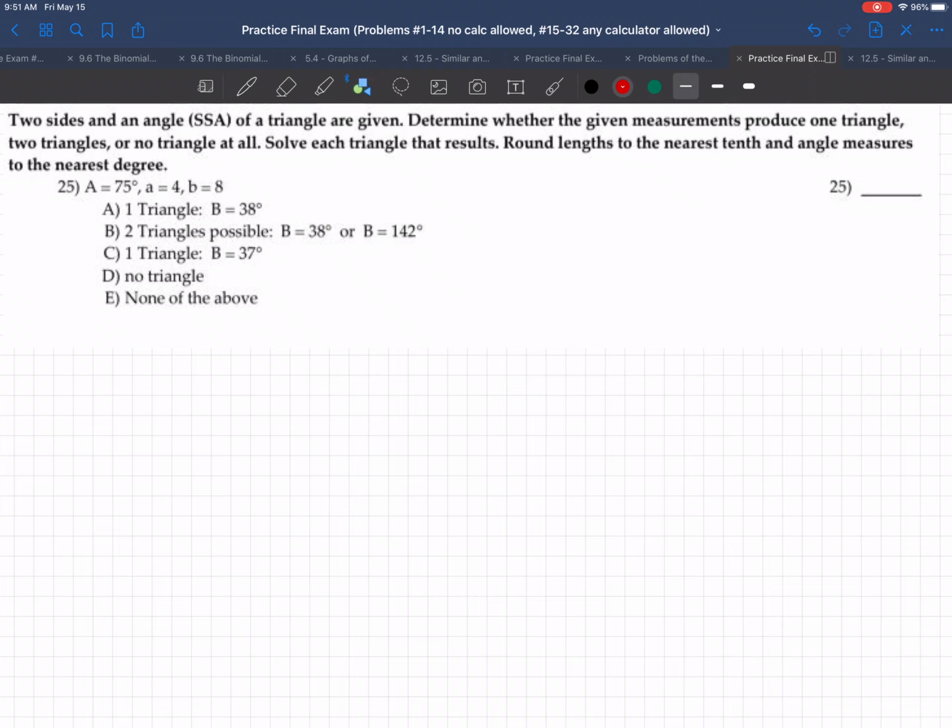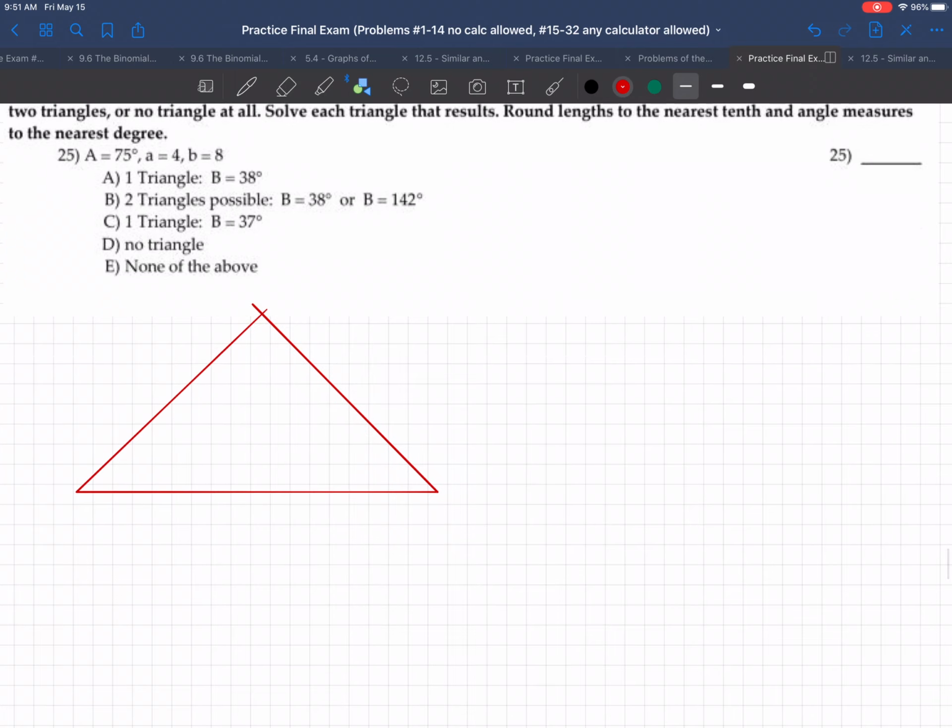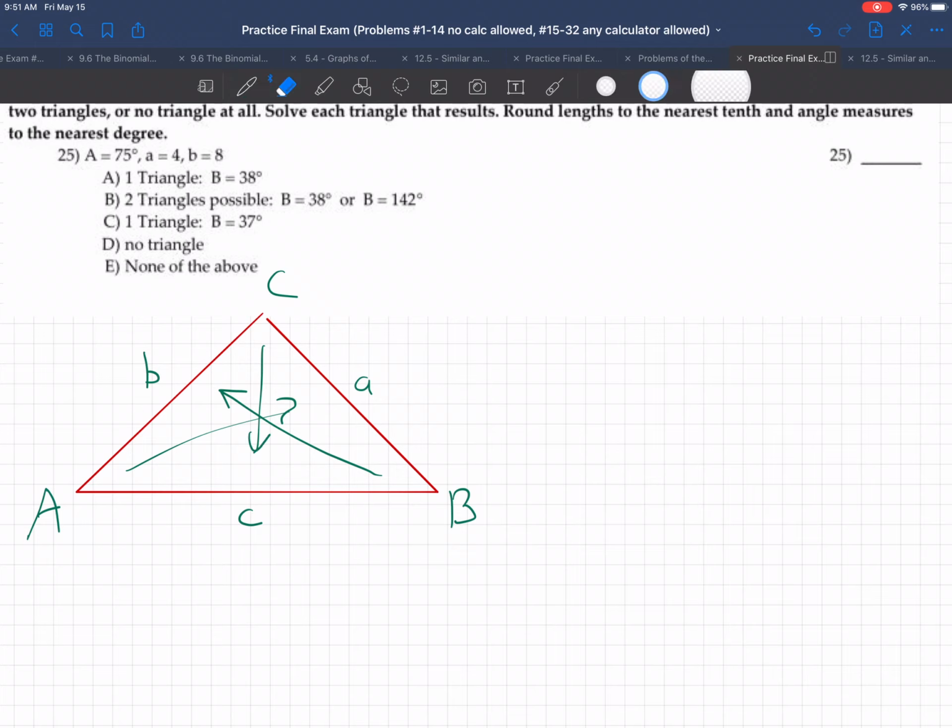Let's start by drawing ourselves a triangle. There we go. I'm going to put A here, B here, C here, and little a across from A, little b across from B, and little c across from C. It's how they always set up these triangles. That's what they mean when they specify A, B, and C. That's the idea that angles affect the sides across from them.